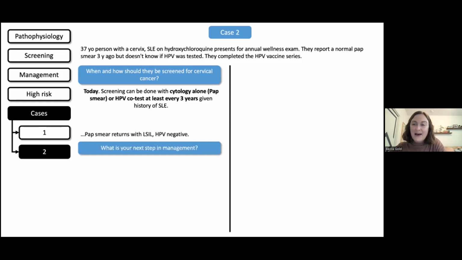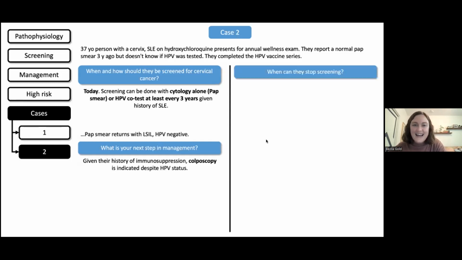So for those of you with the app open, you can click the special situation tab, you can click on immunosuppressed, and then you can maybe find the answer there. But because of the history of immunosuppression, in this patient population, they do recommend colposcopy now, given the finding of LSIL, regardless of that HPV negative result.